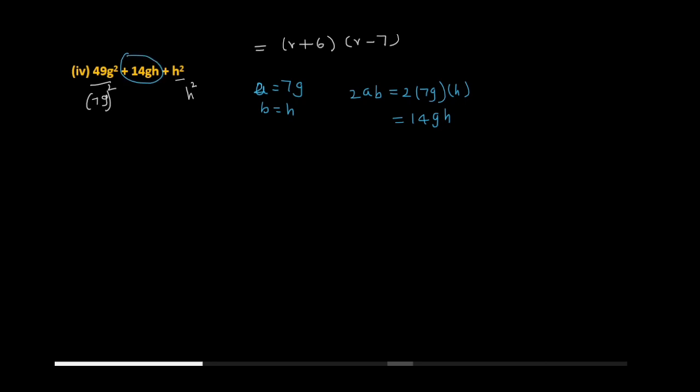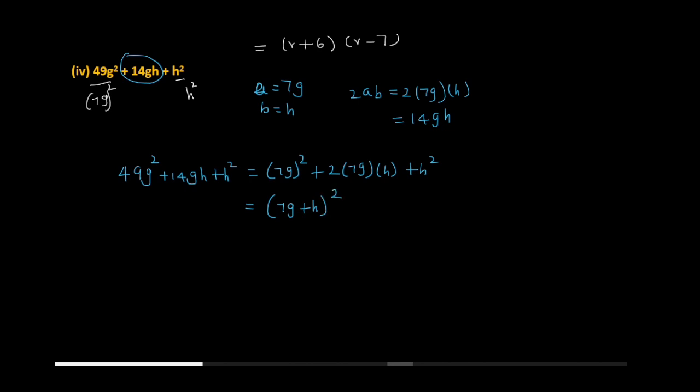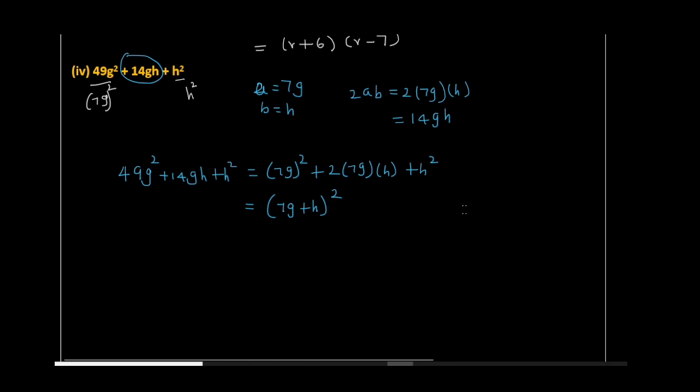So we can go with the a plus b the whole squared identity. 49g squared plus 14gh plus h squared is equal to 7g the whole squared plus 2 into 7g into h plus h the whole squared, which is nothing but 7g plus h the whole squared. Using the a plus b the whole square identity, we can factorize the given expression.